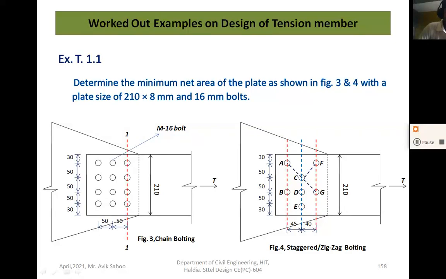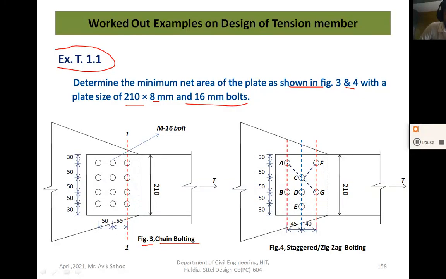So this is example T1.1. Determine the minimum net area of the plate as shown in figures 3 and 4, with a plate size of 210 by 8 mm and 16 mm bolts. Now look at this figure 3. This type of bolting pattern is called chain bolting.